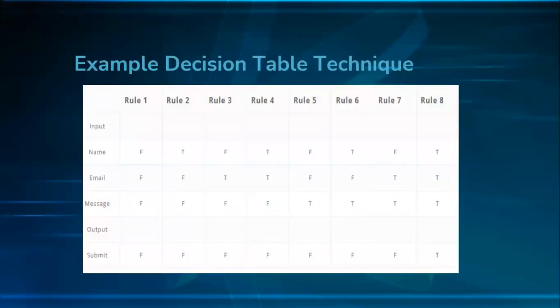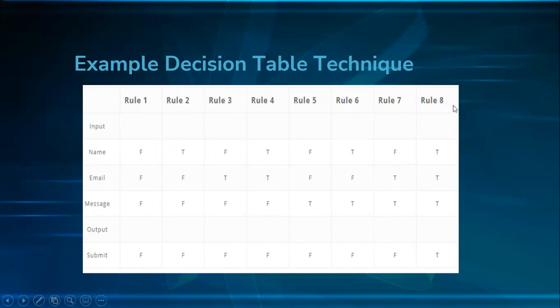So I took this example to show our input conditions. It's a website. You need to enter your name, email, and message. That is when the submit button will be enabled. If any one of the fields is not correct, then the submit button will not be enabled. It will fail.